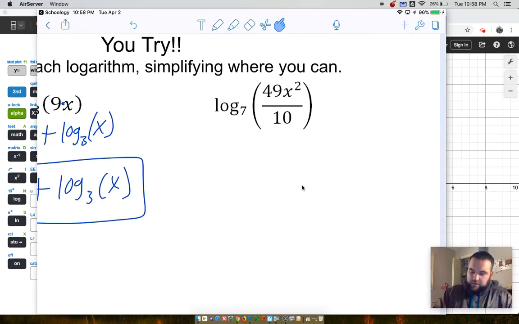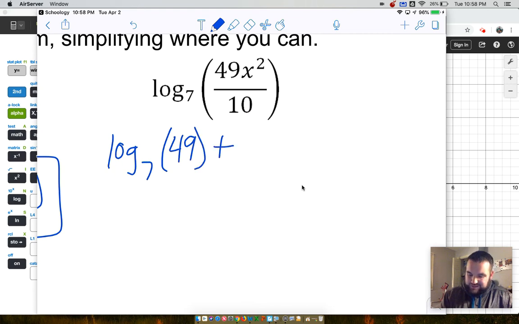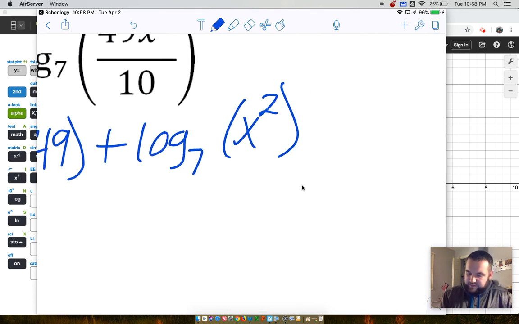Okay, and then log base 7. You should immediately see the tie between 7 and 49 and know that you will simplify that later, but we first need to break it apart, and that's why we want to be able to expand. So I should have log base 7 of 49 plus log base 7 of x squared, and then minus, since 10 is in the denominator, minus log base 7 of 10.